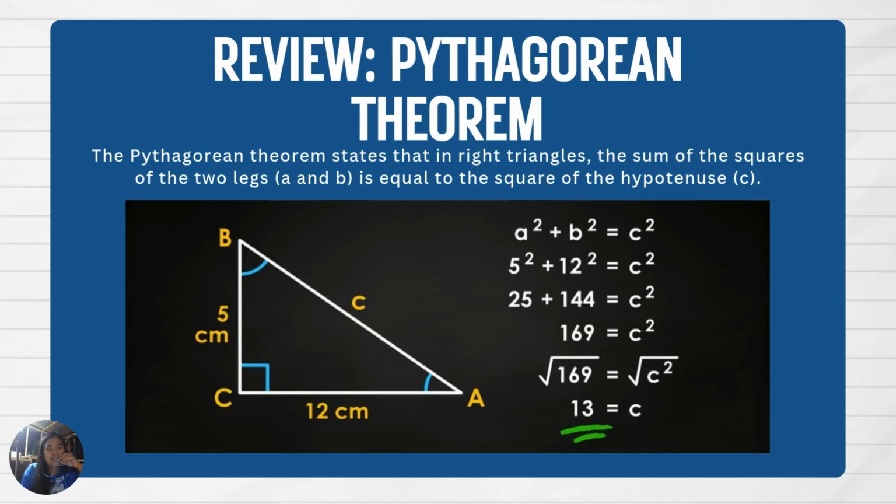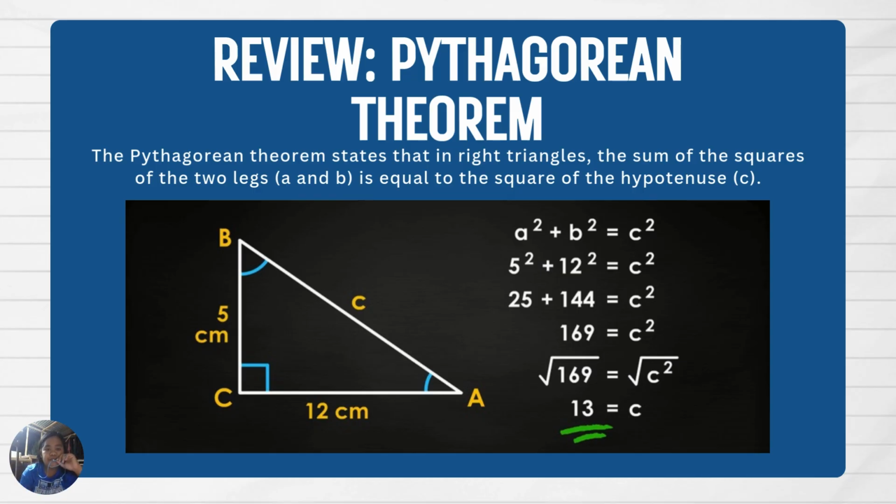So before that, let's have a quick review about the Pythagorean theorem. The Pythagorean theorem states that in right triangles, the sum of the squares of the two legs, which are a and b, is equal to the square of the hypotenuse, which is c. We have here an example. a is equal to 5, b is equal to 12, and c, the hypotenuse, is missing. So we have to substitute first.